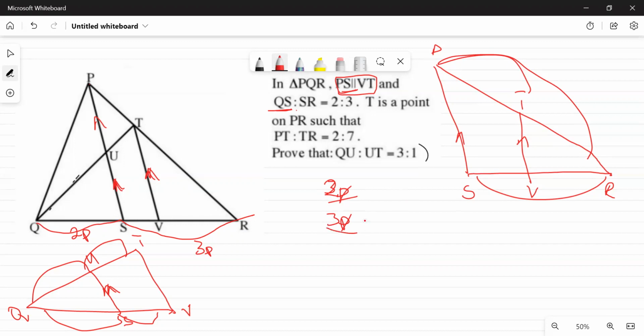Now, why do we put the P here? We are saying it because we're talking about the ratio. When we talk about the ratio, we represent them with a variable. So if it's a length, you will simply write it. If they were saying it's 2 centimeters, I would write it as 2 centimeters, no P.